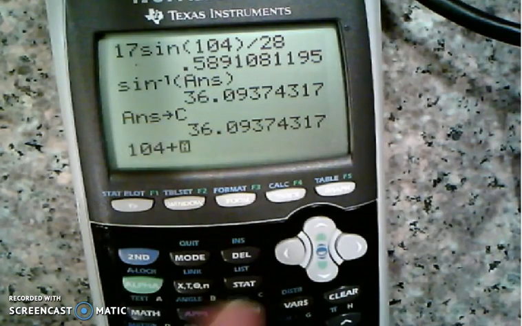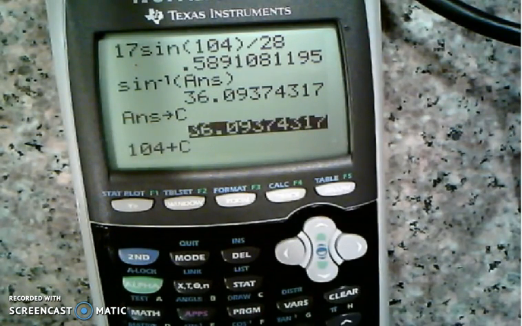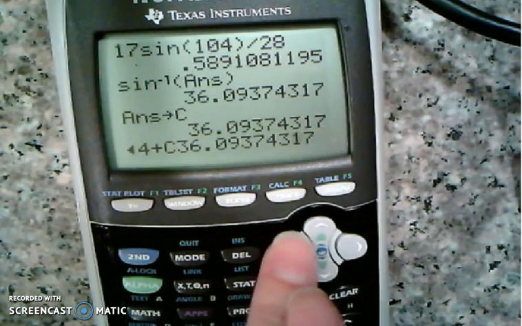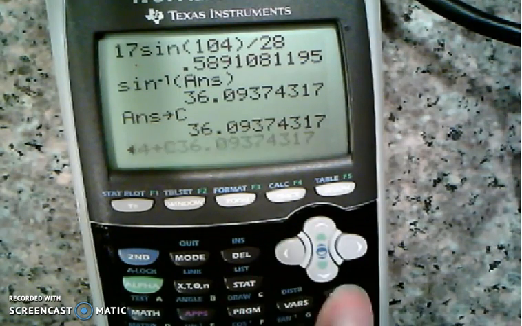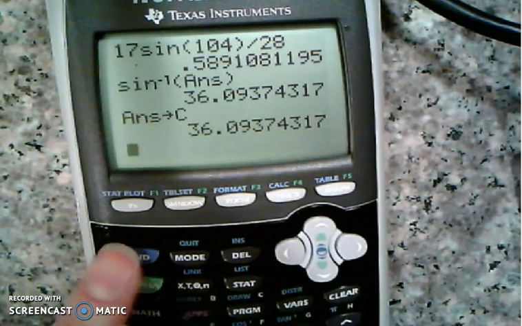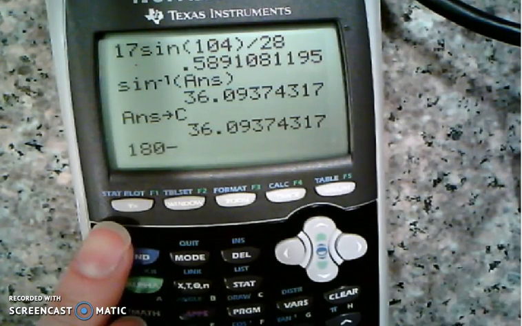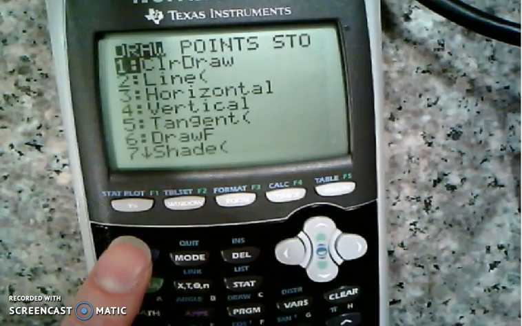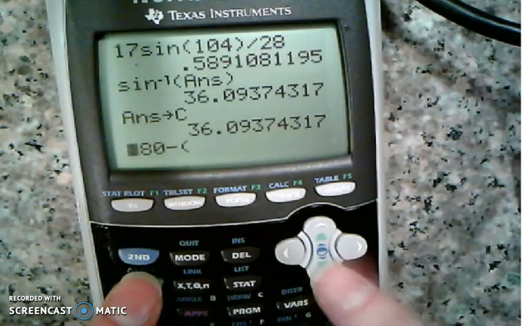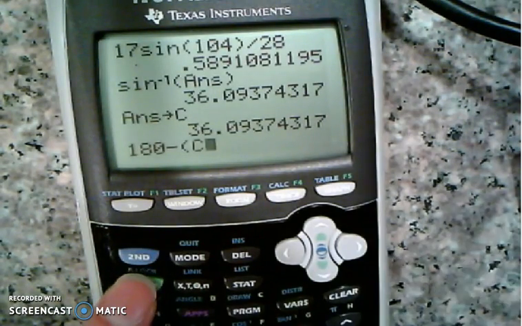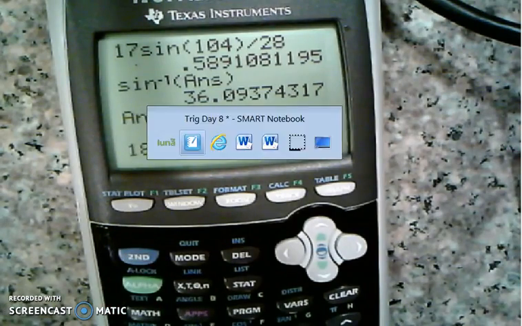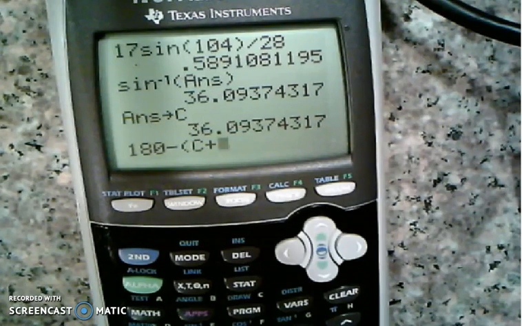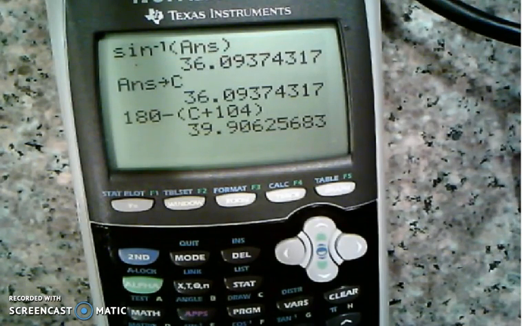Either I can hit alpha C, or I could go up here and grab it, and it'll grab it for me as well. Okay, so what are we doing again? Oh yeah, 180 minus angle C plus angle A, 104. And that must be angle B, about 39.9.